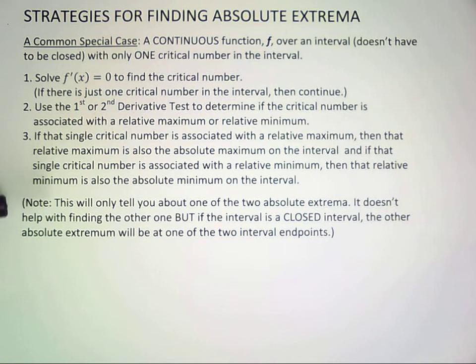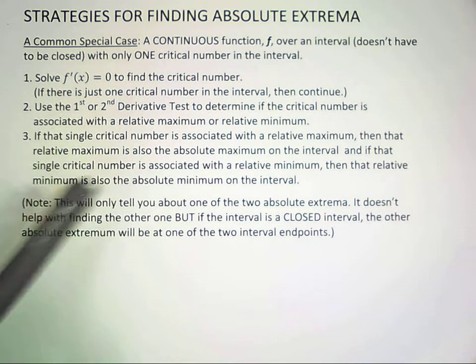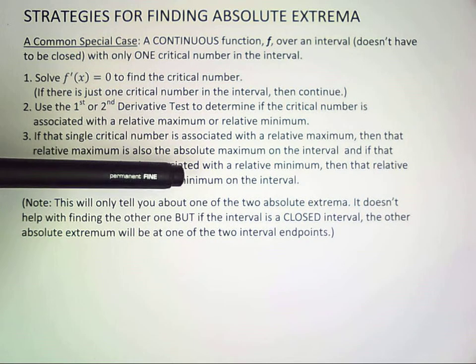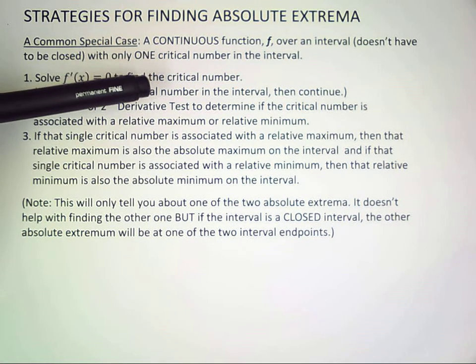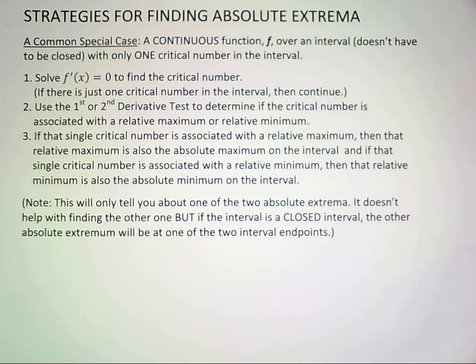The other thing that I would say is this only tells you about one of the two absolute extrema. Since you only have one critical number in the interval, this procedure doesn't say anything about finding a second absolute extrema. So if you go through this procedure and find out that you have an absolute maximum, this procedure doesn't tell you anything about whether you have an absolute minimum or not. And if you find out that you have an absolute minimum using this procedure, you still don't know whether you have an absolute maximum or not. You have to use some other analysis, but it does help you find one of them.